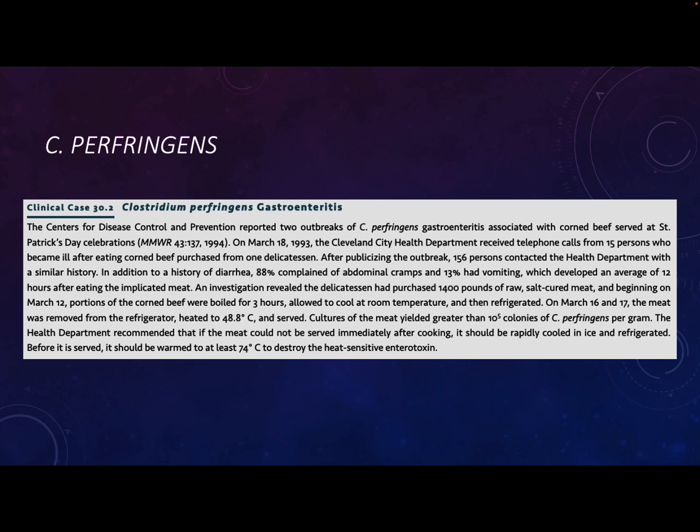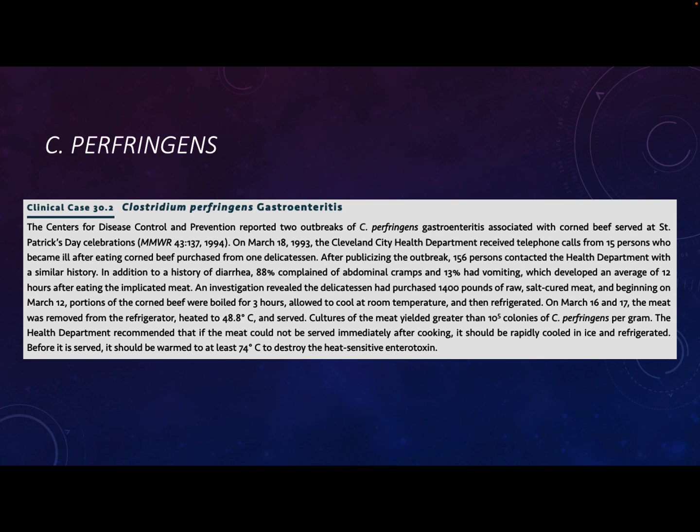eating the implicated meat. An investigation revealed the deli had purchased 1,400 pounds of raw, salt-cured meat, and beginning on March 12th, portions of the corned beef were boiled for 3 hours, allowed to cool at room temperature, and then refrigerated. On the 16th and 17th, the meat was removed from the refrigerator, heated to 48, and served. 48 is not that hot.